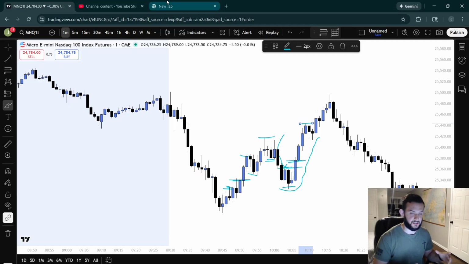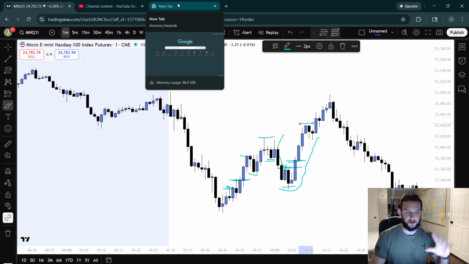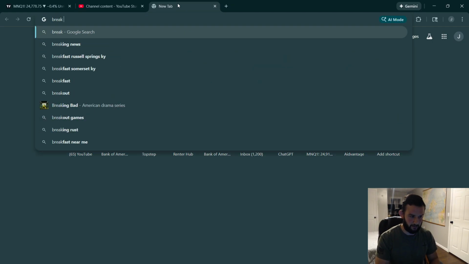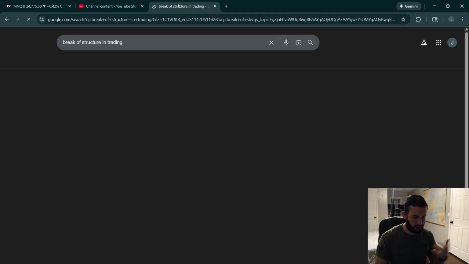This is one of the confluences that we're going to use to enter into trades, right? And we'll go over the strategy in future videos, but let's learn the basics here. So let's look at an example online, break of structure and trading. I like to just show examples that actually look neat compared to my crummy drawing, because it really solidifies. I'm a visual learner myself. So we'll do break of structure and trading.